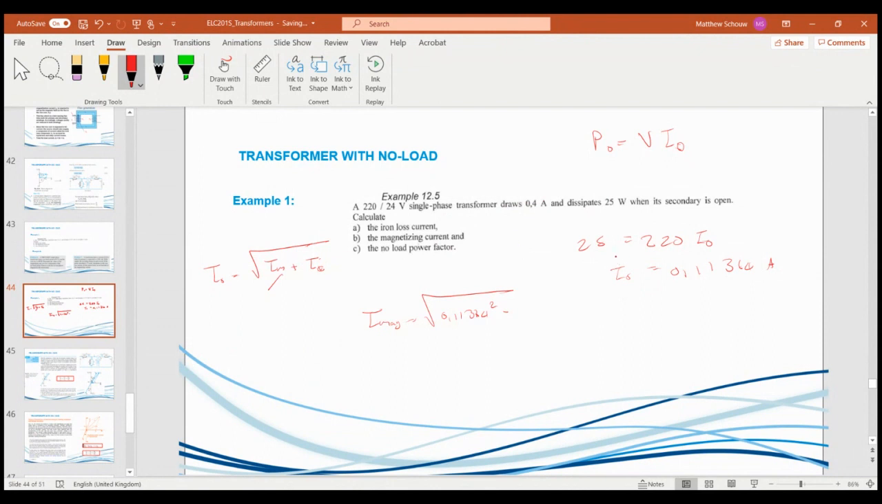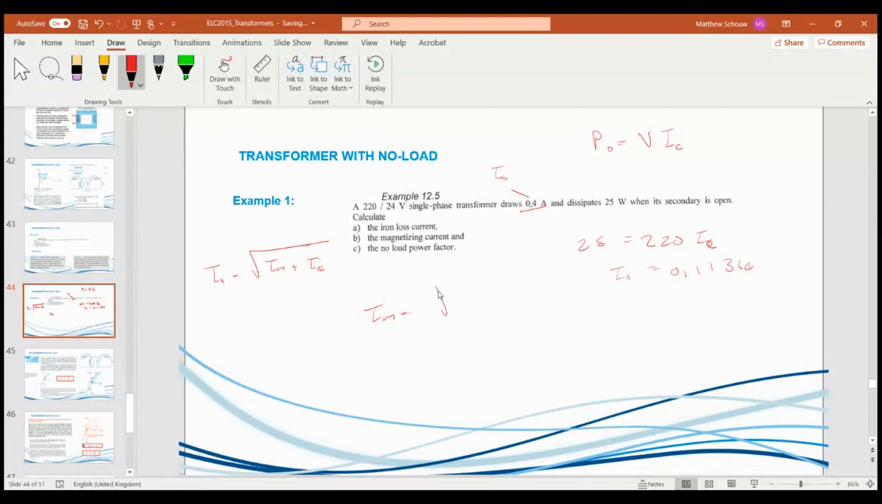Oh, wait. I think I made a mistake here. So this gives us the copper loss over here. Yeah, sorry, that's what I lost, because there's an I squared R part here. This gives us the copper component. This is the copper loss. So this is the no load loss.